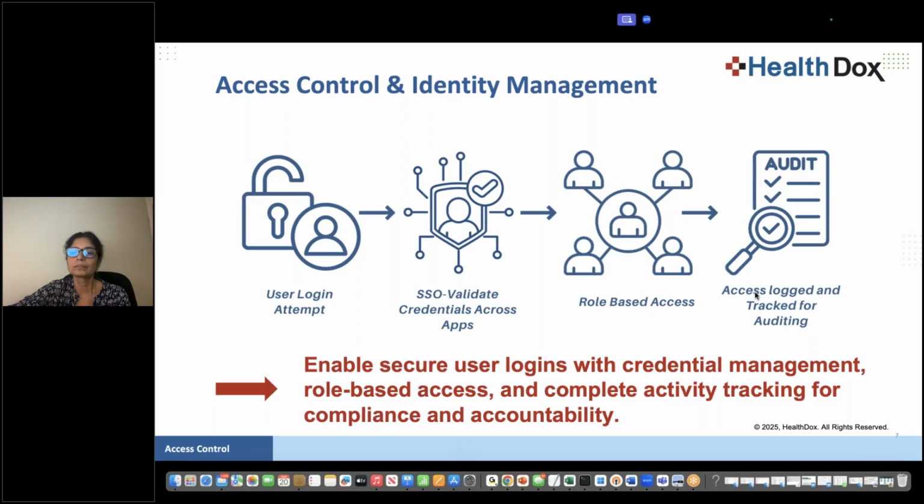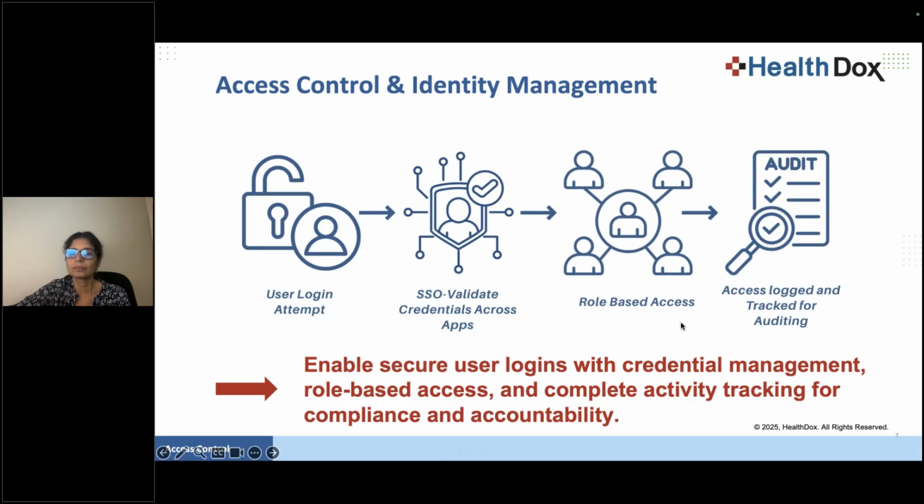Together with these technical controls, we not only protect the ePHI, but also make compliance easier and reduce risks from insider threats. So all these things, like role-based access, identity management, SSO, and privileged access, all form technology controls to meet access control and identity management.